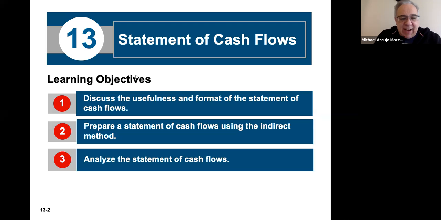So the statement of cash flow is something that you really haven't had much practice at. It's just mentioned very early on in financial accounting, and it's sort of left there for you. So today we're going to be doing a deep dive.